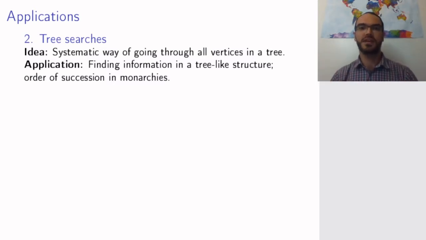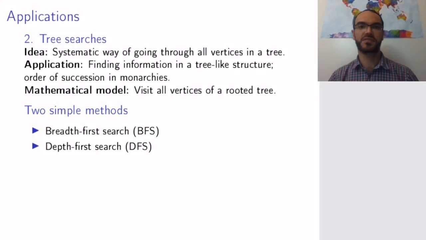And of course, if you have a small tree, you can just look, but the idea is that this is most useful if you have thousands of vertices in a tree. Another fun way to look at this is that this is the way that hereditary monarchies work. So if you have the family tree of a monarch in a monarchy, then you want to see who will be king or queen next, and then you apply some sort of tree search to find the next candidate.